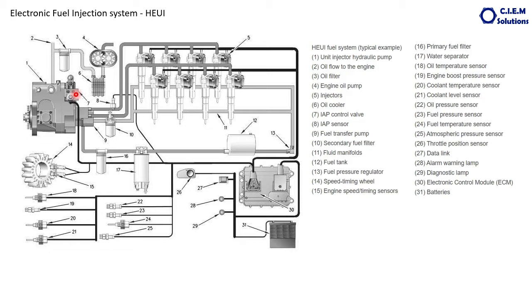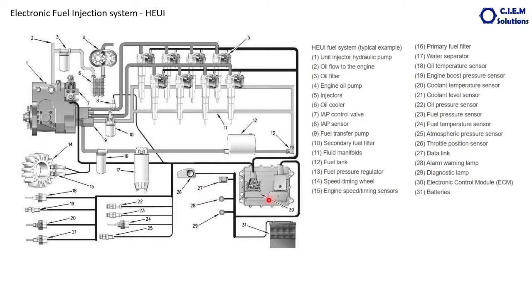So now the diesel circuit is over, and the high pressure oil circuit is over. Whatever oil comes from the return line goes to the tank again, right? The next circuit is the electronic circuit.